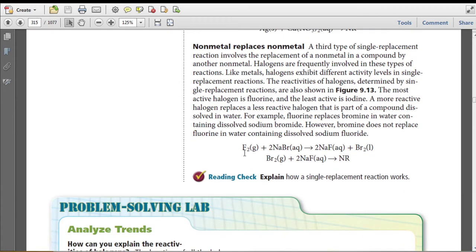Because fluorine here is more active than the bromine here, we're able to see that fluorine displaces the bromine, forming sodium fluoride. But because bromine is not more reactive than the fluorine, we would not see a chemical reaction occur.